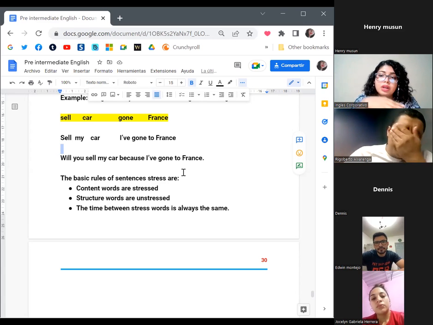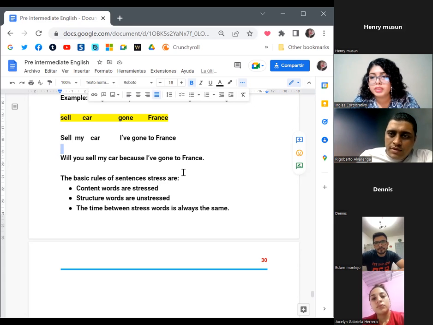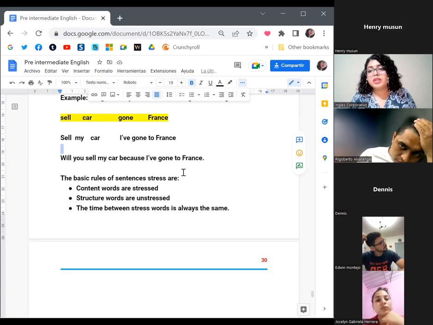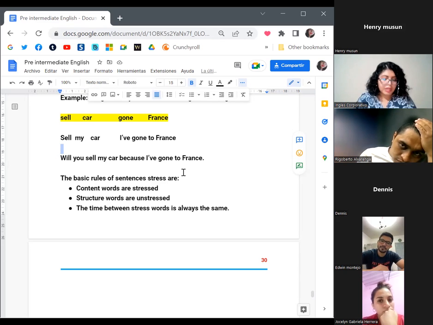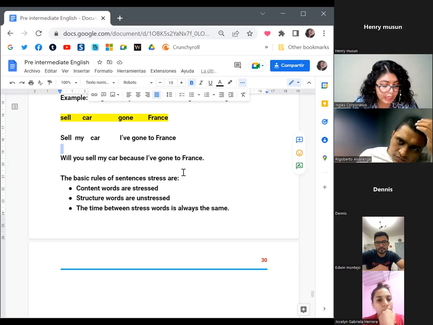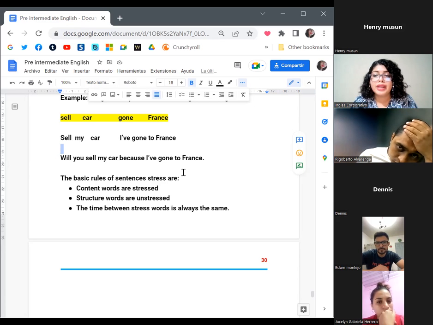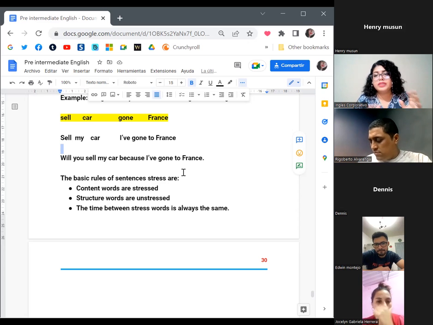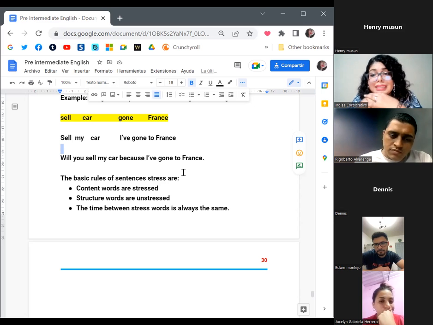It is not like we are going to talk like we are robots. No, in that case, we are going to make some changes in the way we are talking. For example, I think we were talking about feelings before, but in some cases we change the tone of the voice when we are excited, when we are sad, when we are angry. And in this case, it is not the exception because we need to emphasize the main ideas of the sentence.